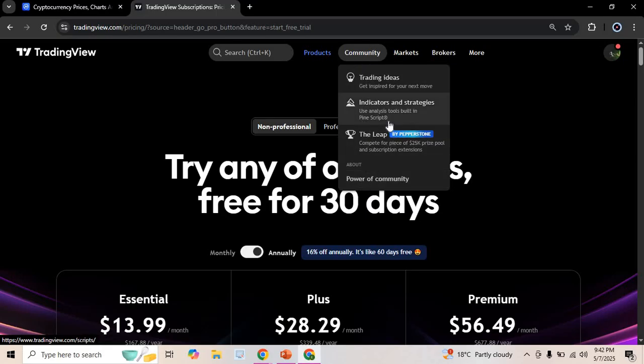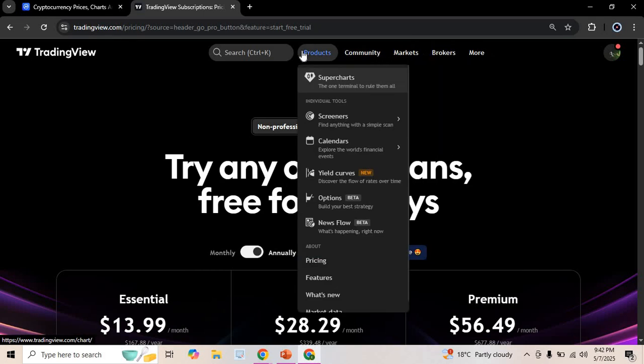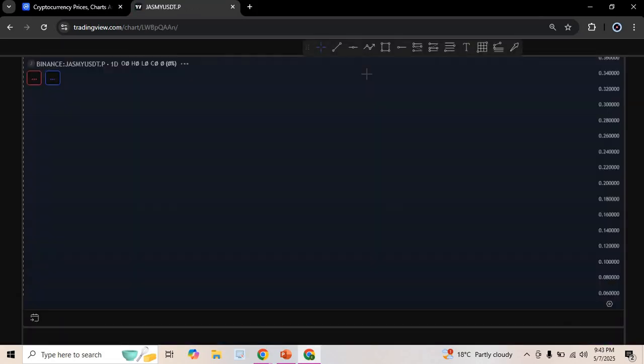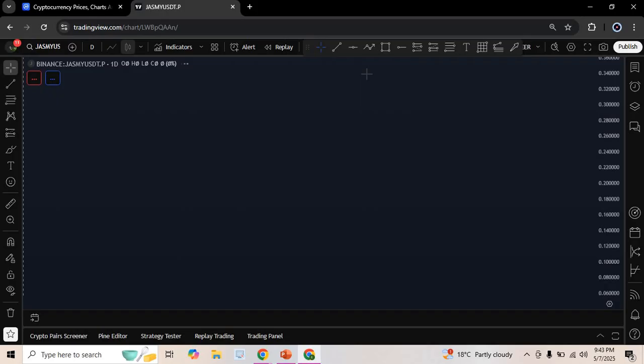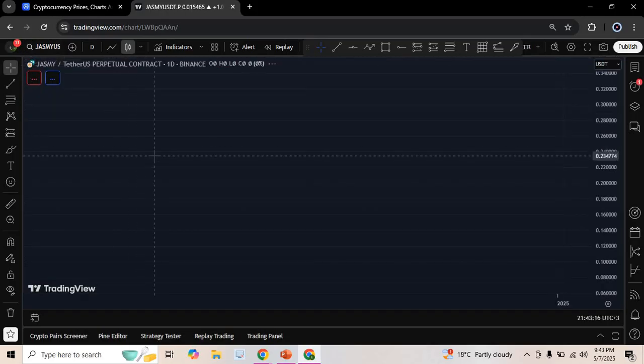But the most important part that I want us to get is the product part. The screeners, calendars, all this, you can come and explore on your own. But the super charts, this is the most important part, because this now is a segment where once you click, you can now access the live charts. So let's click there and see. Super charts. Once you've clicked the super charts, now it will bring you to the financial charts that you're trading.